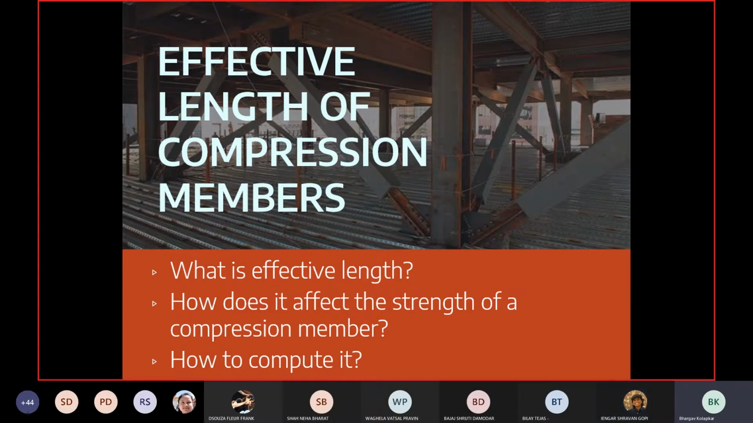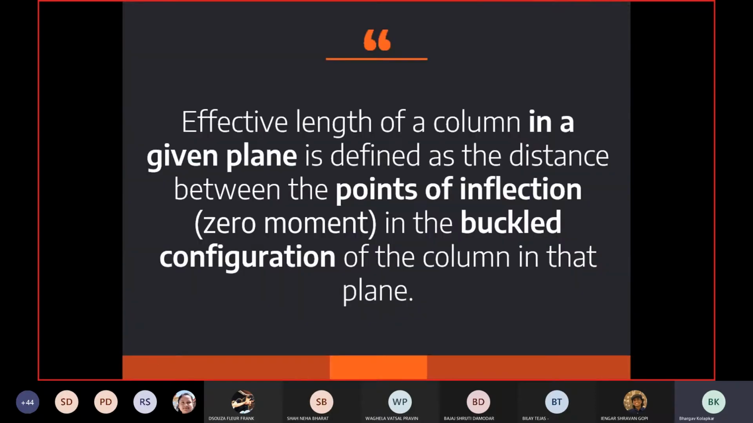Okay. So I believe you must have heard of this term called effective length. We've said that the strength of a compression member is a function of its length, or rather being more specific, it is a function of its effective length. So we're going to learn what effective length is and how it affects the strength of a compression member. Now, first, let us look at the formal definition, and then we bring it down to basics, and then try to understand it.